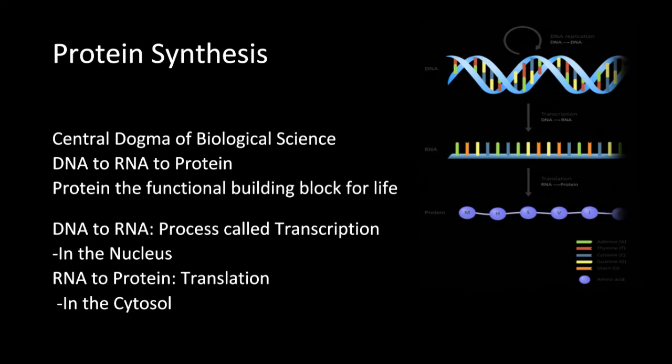Protein synthesis is the central dogma of biological science. The process goes from DNA to RNA to protein. Protein is the functional building block for life. From DNA to RNA, the process is called transcription and happens within the nucleus. And for the second process, from RNA to protein, it's called translation, and it happens in the cytosol, as you can see in this slide.